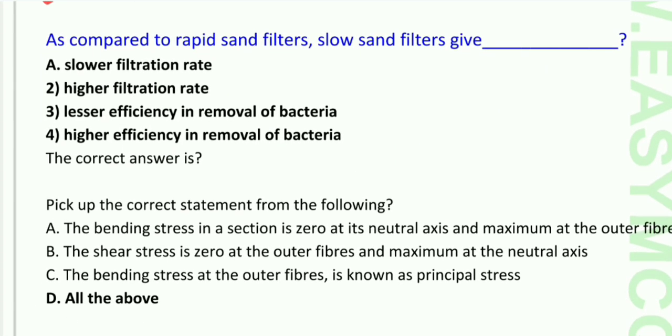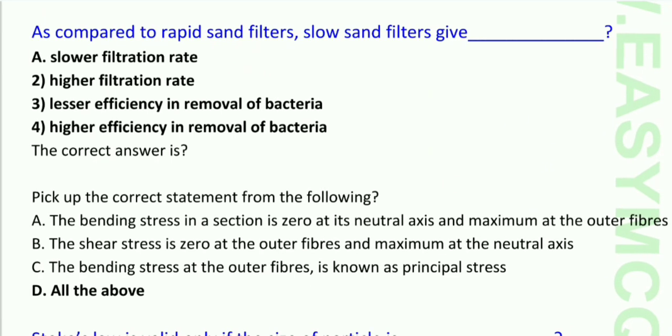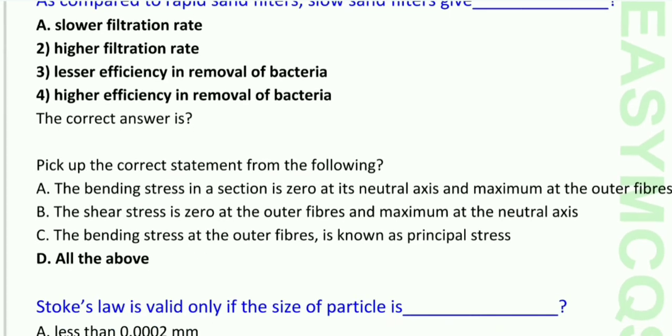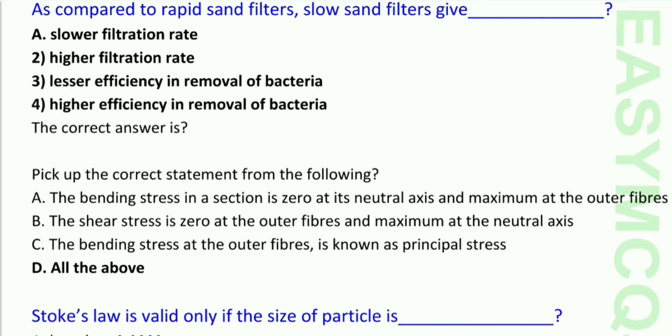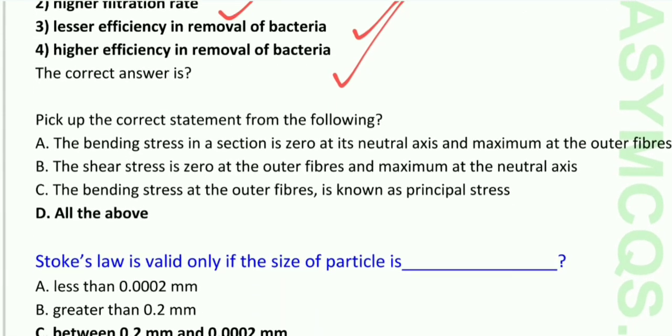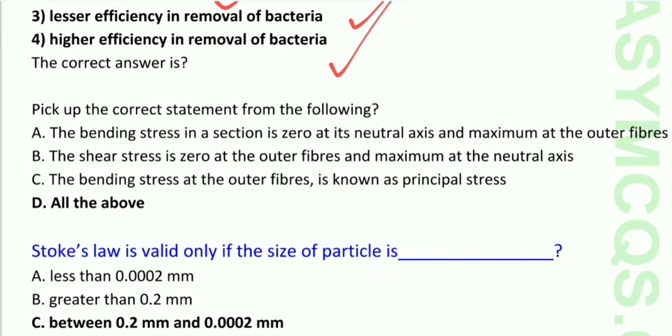Next question. As compared to rapid sand filter, slow sand filter gives slower filtration rate, higher filtration rate, lesser efficiency in removal of bacteria, higher efficiency in removal of bacteria. We have to pick the correct statement.